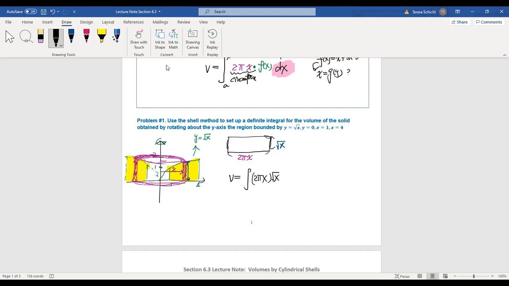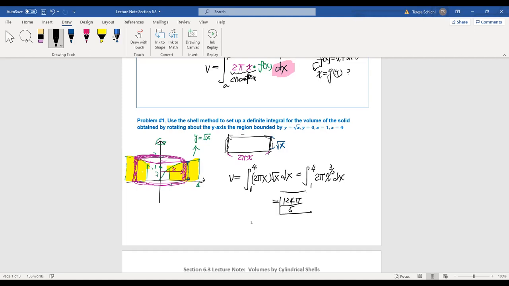The little thickness we talk about is our dx. So what is the x range? From 1 to 4. Then this will be a pretty straightforward integration. This will be 2 pi times the integral of x to the 3/2 dx. I assume everybody can take the integration. This will be 124 pi over 5.